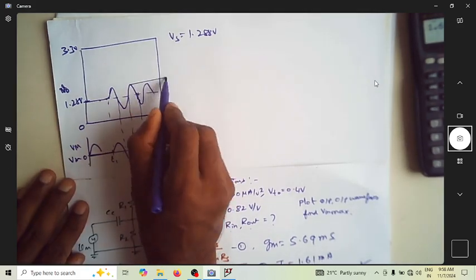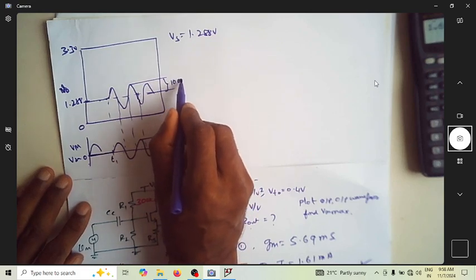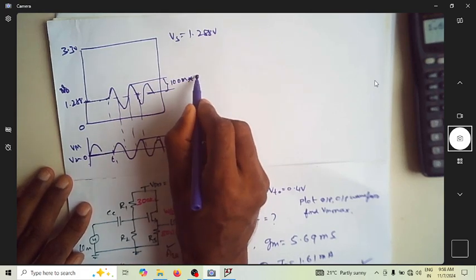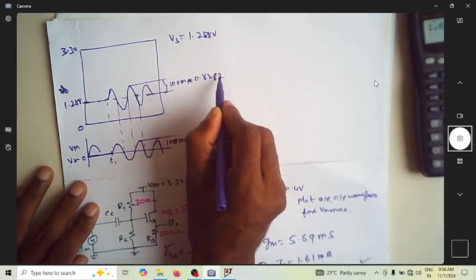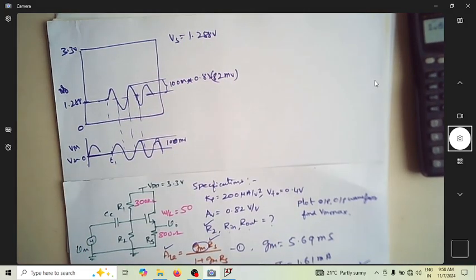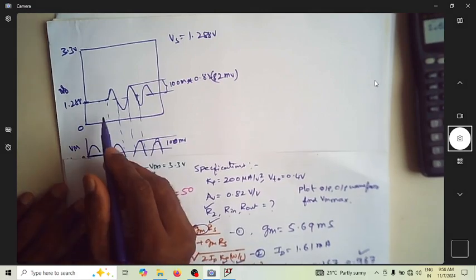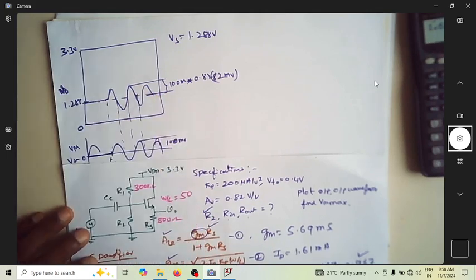Then how much is this peak of your output signal? So it is 100 millivolt multiplied by the gain. The gain is 0.8, so it will be 82 millivolts. Now, next, this is the output waveform.